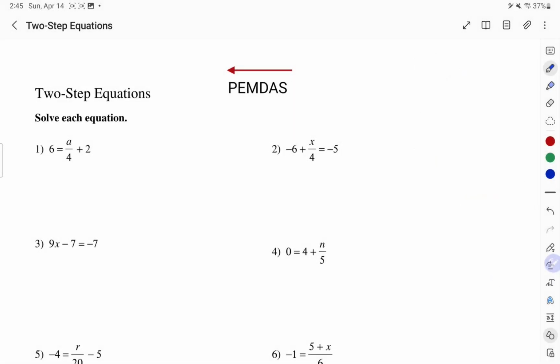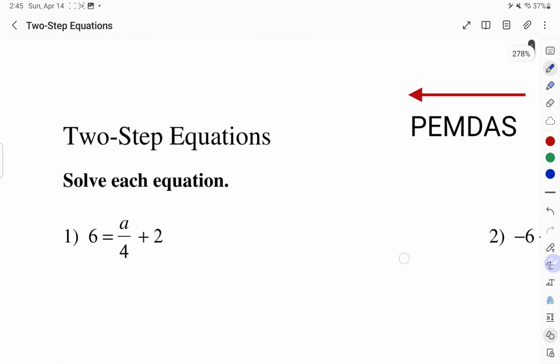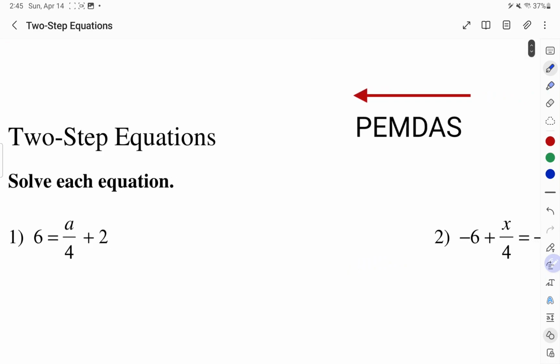Hello guys, so today we're going to go over two-step equations. So you can probably guess we're going to be doing two steps to solve this type of equation. All right, the way that we're going to be working this is exactly like we did the one-step. We're going to look at PEMDAS and we're going to be working our way back.